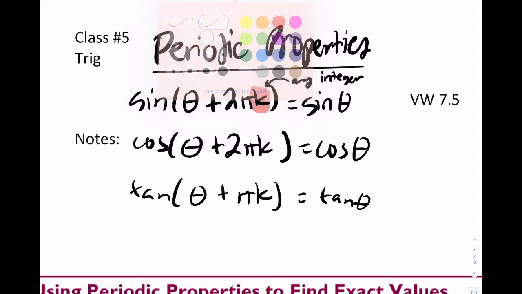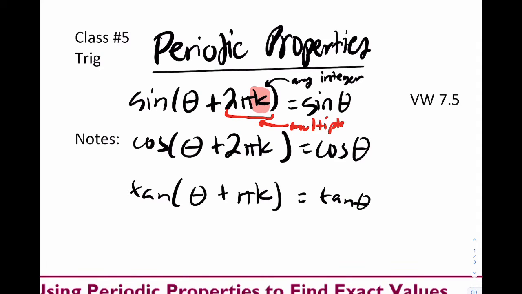which means this 2 pi k is referring to multiples of 2 pi, which means you can add any multiple of 2 pi to theta, or subtract, because k could be negative, and it won't actually change the value of the function. So a very similar idea to coterminal.